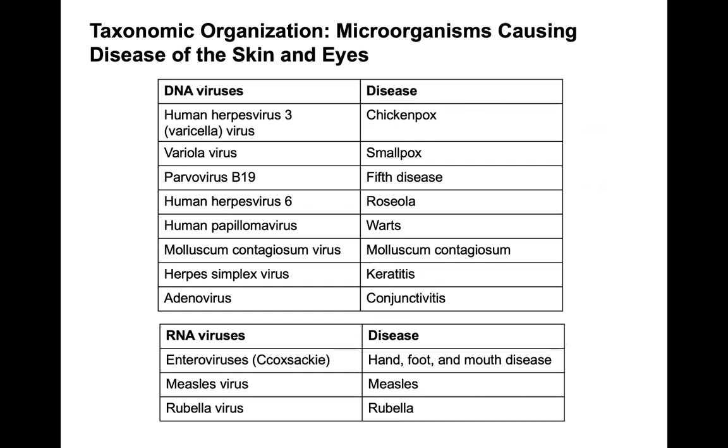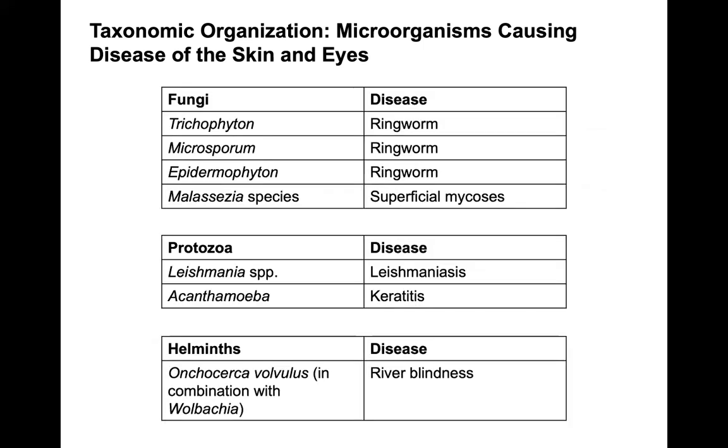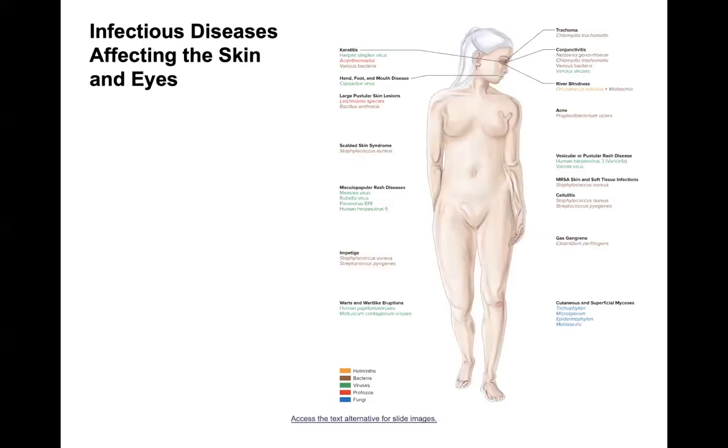We have our DNA viruses, which cause things like chickenpox, smallpox, warts, conjunctivitis, and then you have your RNA viruses, which can cause hand, foot, and mouth disease, measles, rubella. We have certain fungal infections. You have your ringworms, and then the protozoa, leishmaniasis. And then we didn't talk about the worms, but you do have some worms that can lead to river blindness as well.